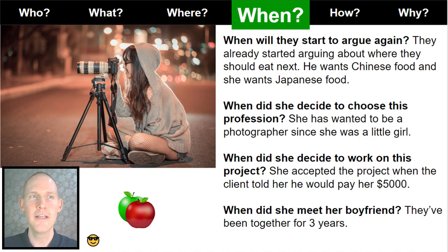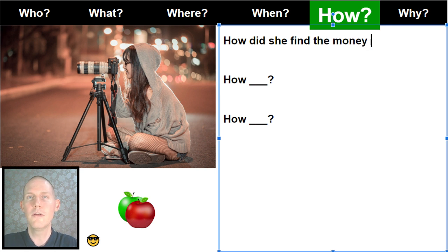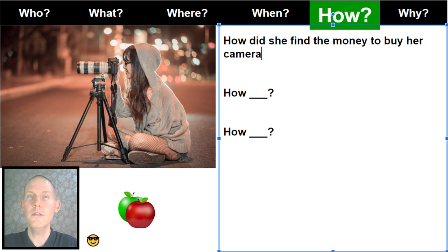All right, let's see. I'm running out of space. But Layla Almeida says, when did her family approve or disapprove her project? Sure. When did her family give their opinion on her work? Or when did her family decide that they support her or they don't support her? Right. All right, let's do how. How did she get or find, how about that? Find the money to buy her camera equipment.